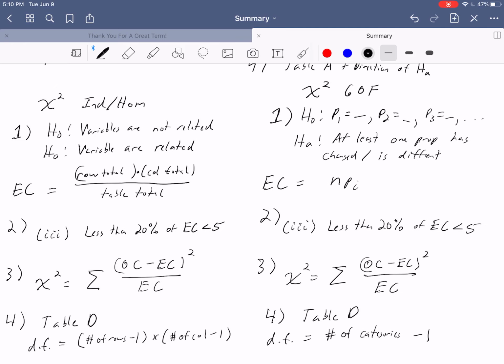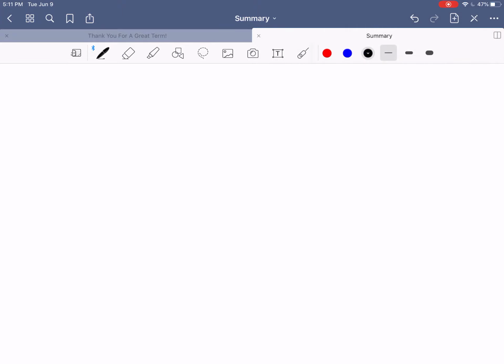So that right there summarizes all 8 of the hypothesis tests, again, focusing on the features that are different for each test. All right, let's wrap up this summary by talking about the same thing for the confidence intervals. So for the confidence intervals, we're going to start by talking about the one sample mean confidence interval.